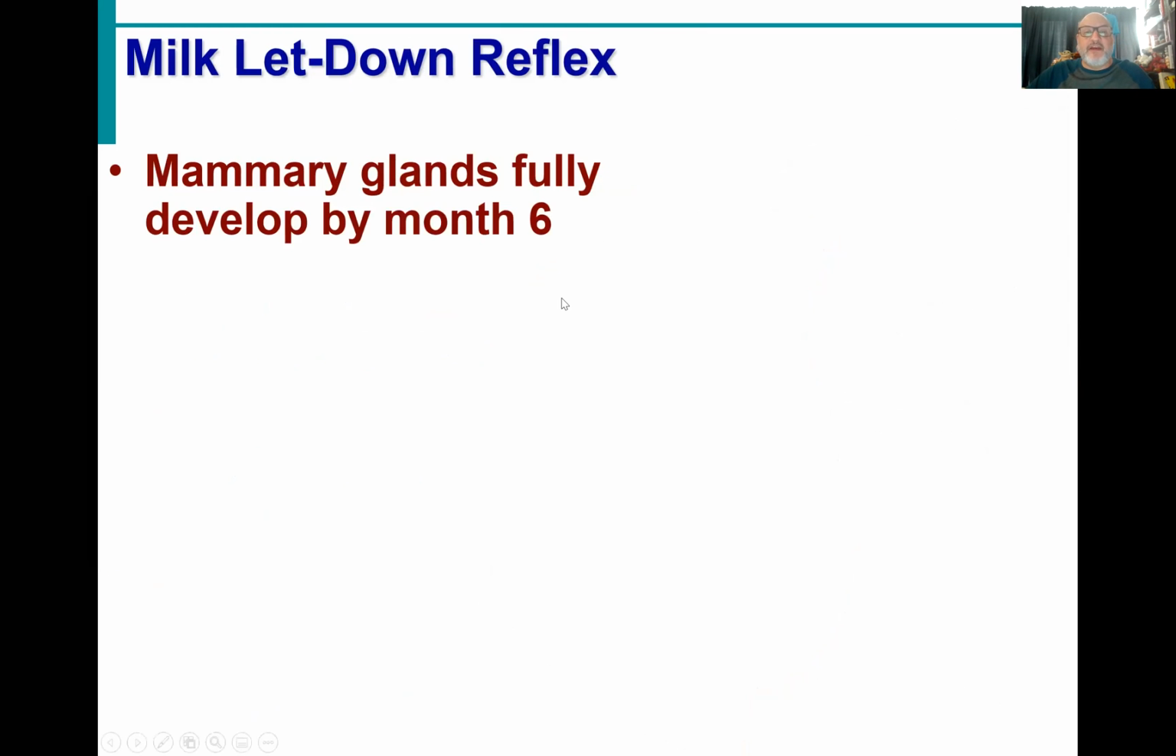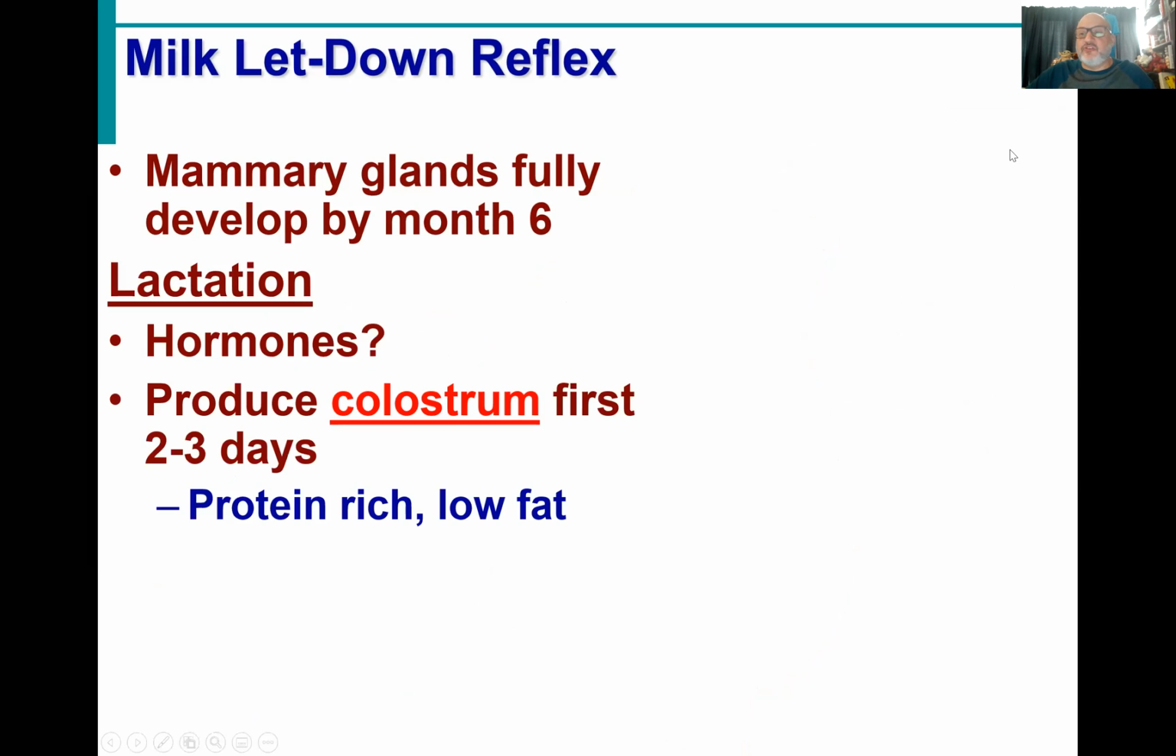All right, mammary glands are fully developed by month 6. Again, we talked about the 2 hormones that are responsible. However, when baby first comes out, mom's typically not producing milk right away. Baby's not too hungry after the move anyway, but for the first couple of days, she's producing a liquid gold known as colostrum. Colostrum is a very protein-rich, very low-fat, dense substance that is being produced.